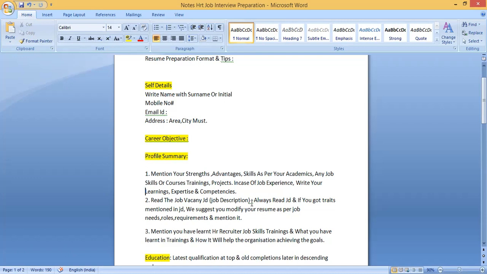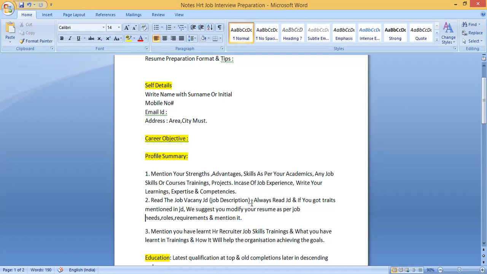Mention that. And when you read the job description, especially for an HR recruiter job, whatever traits are required and mentioned in the JD, you mention them in your resume. Write it in your resume because you have learned it. Anything that you can do, anything that is possible for you to perform in the job role, to achieve and help the organization, mention it. How to do that, I will show you.